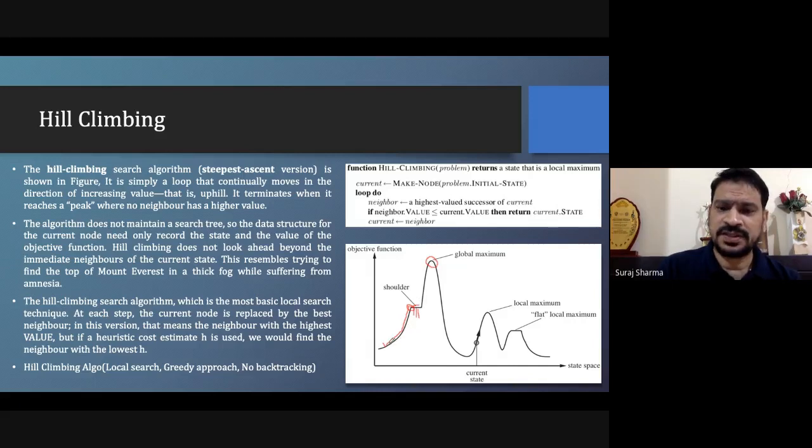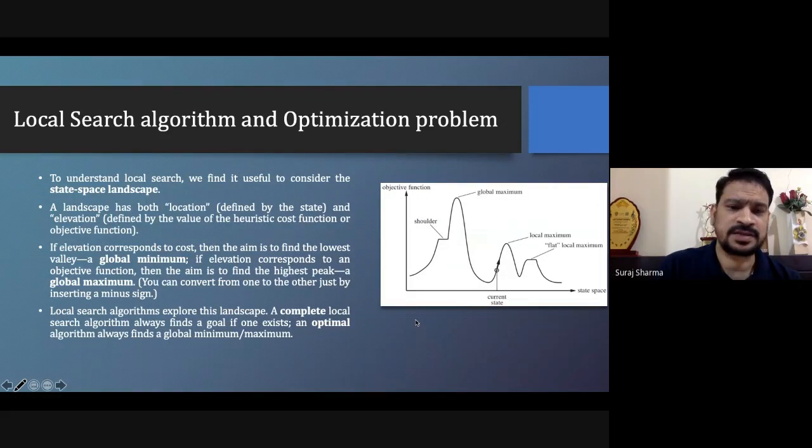Hill climbing works like this: if we are getting a greater value of the objective function, I'll change my state from here to here, from here to here, based on the objective function. If I am getting good values, I keep moving. Once I am not getting good values, or I am getting the same value, I will not change the state. Instead, I'll stay here and assume that this is my goal. But this is not the goal. This is called local maxima. This is not the global maxima.